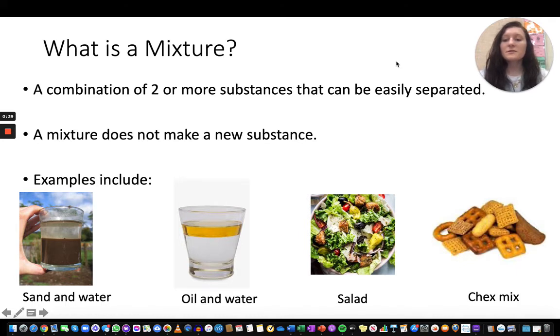So some examples include sand and water being mixed, oil and water, a salad, and also Chex Mix. So with all of these, they have two or more items that are together, but we can easily separate them. So again, when we put them together, it does not create something totally new. For example, with Chex Mix, if you don't really care for the pretzels in it, you can easily separate those out, but it's still Chex Mix.